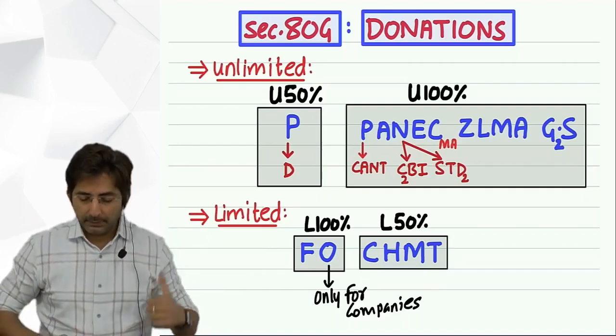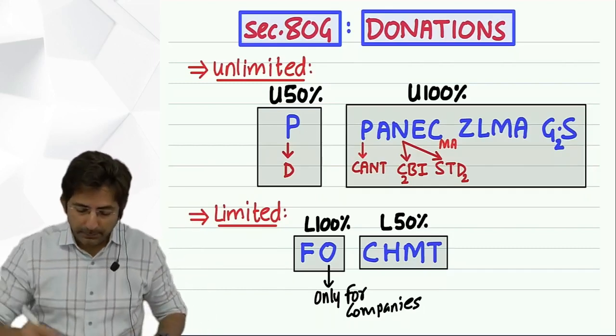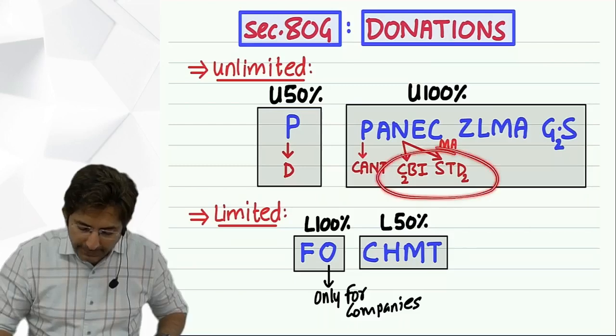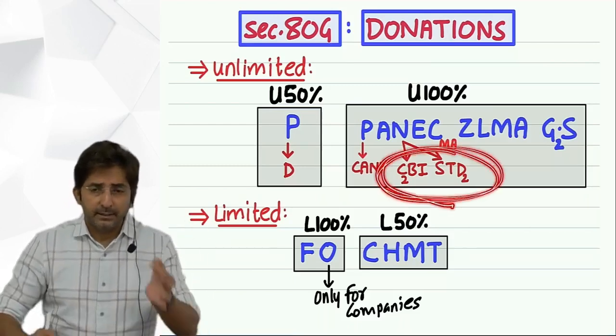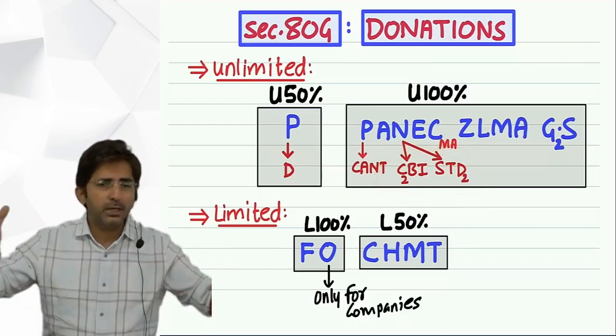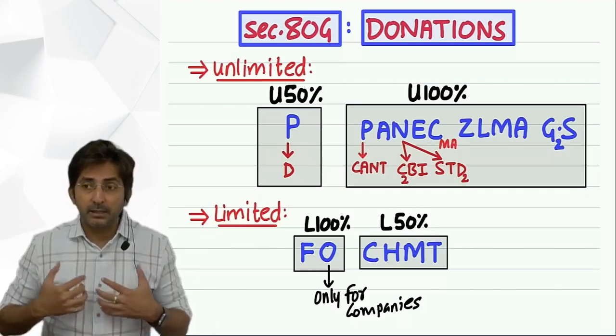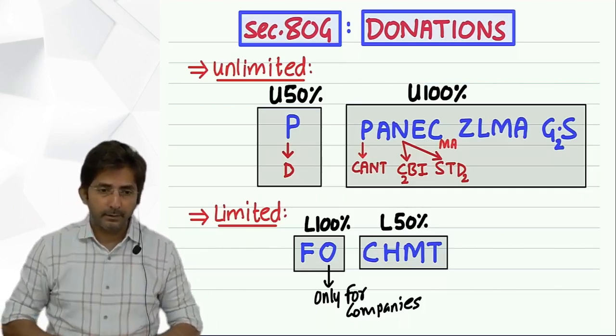CBISTD. But there are 2 C's and 2 D's. Did you see CBISTD what I am saying? Remember, CBISTD. C stands for National Children Fund, for the benefit of the children in India. Then the National Foundation for Communal Harmony.